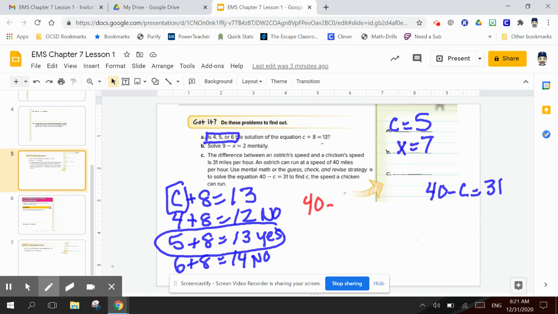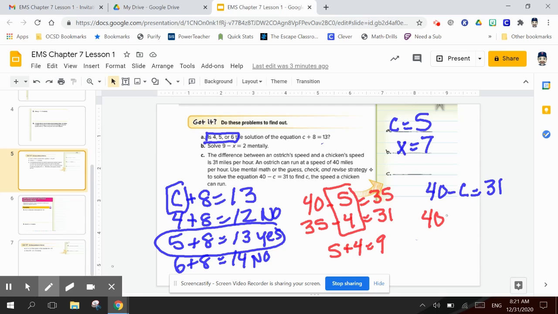Well, I know 40 minus 5 is 35, which is close to 31, but not quite there. But I know 35 minus 4 is 31. So to find the value of c, I take these two numbers and add them together. So 5 plus 4 is 9. So 40 minus 9 equals 31. So c equals 9.